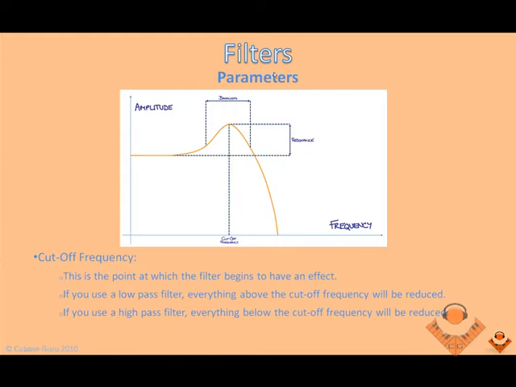Now we're going to get into some stuff about the filter parameters. In this case, the cutoff frequency. Very simple to understand, especially if you use the diagram. This is the point at which the filter begins to have an effect. So as you can see here, this is where the filter comes in. From there, you can see the filter cutting off the frequencies above that point. If you use a low-pass filter, everything above the cutoff frequency will be reduced, like I showed you earlier. And if you use a high-pass filter, everything below the cutoff frequency will be reduced.